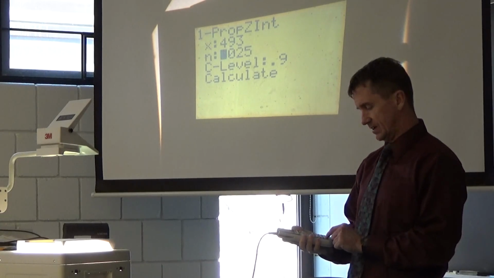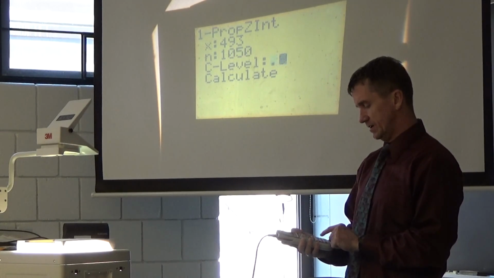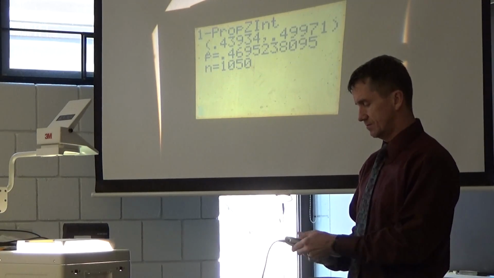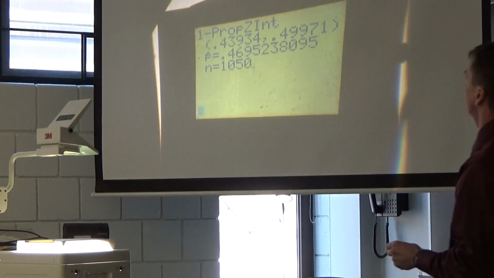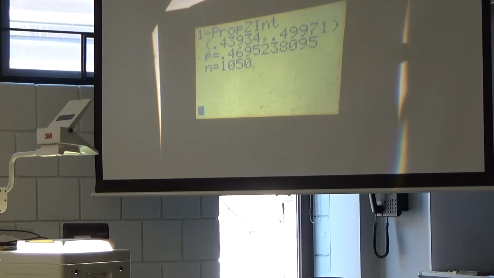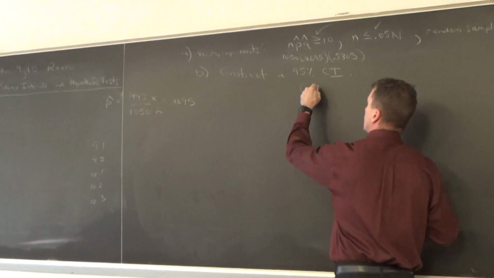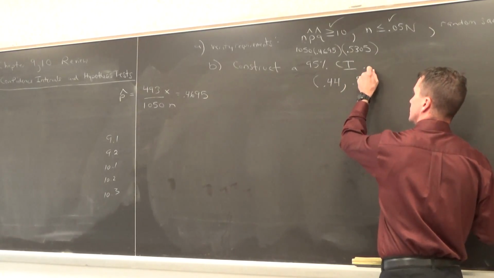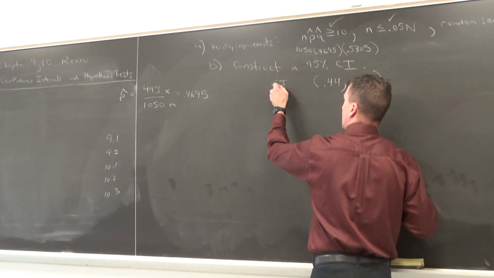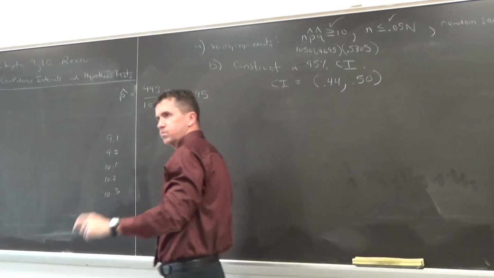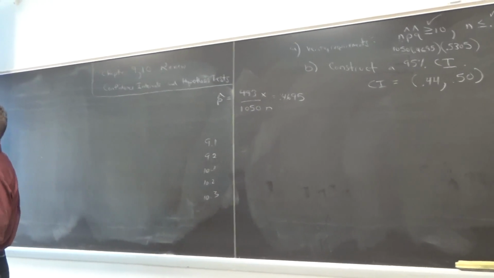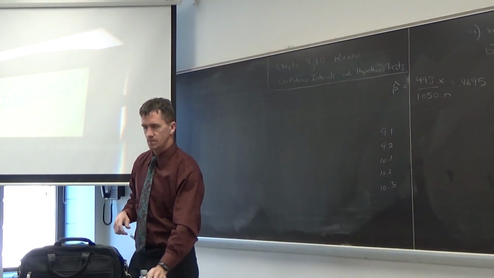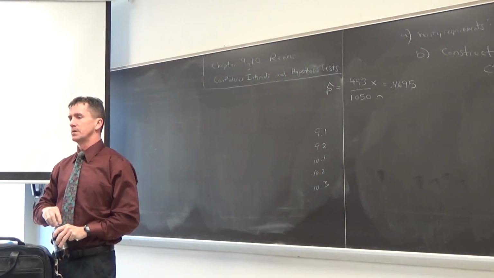493. Sample size is 1,050. Confidence level is 0.95. Calculate. It's like 0.439 to 0.499. Now I'm going to round this to 2 decimal places, so this would be from 0.44 to, what's 0.499 rounded to 2 decimal places? 0.50. Yeah, I love it, 0.50 or 0.5. And you can write CI equals, this is my confidence interval, lowest, comma, highest, just like they write. Are you going to have us put that into words? Yeah, that's coming up. Okay.